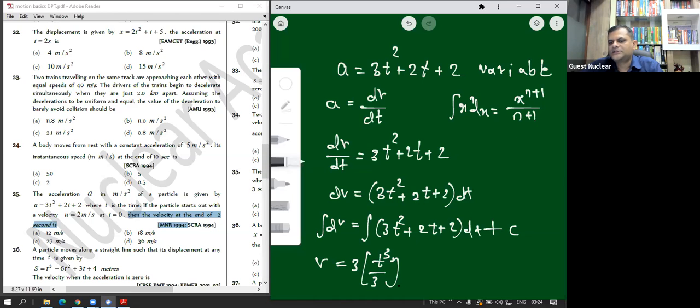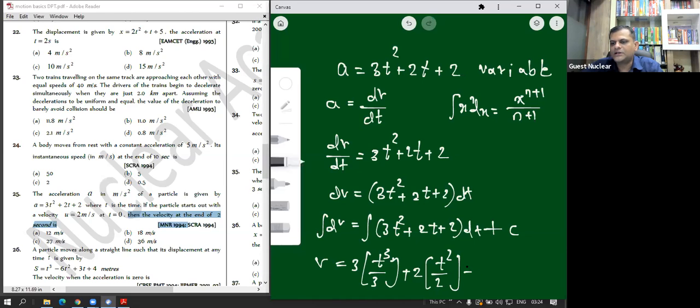So according to this formula, what will be the integration of t square here? t raised to 2 plus 1 upon 2 plus 1, meaning t cube upon 3, okay. Plus what is the integration of this 2t here? 2 is a constant out and the integration of t is t square upon 2, once again according to the same formula. t is t raised to 1, so the integration of t raised to 1 is t square upon 2, t raised to 1 plus 1 upon 1 plus 1.